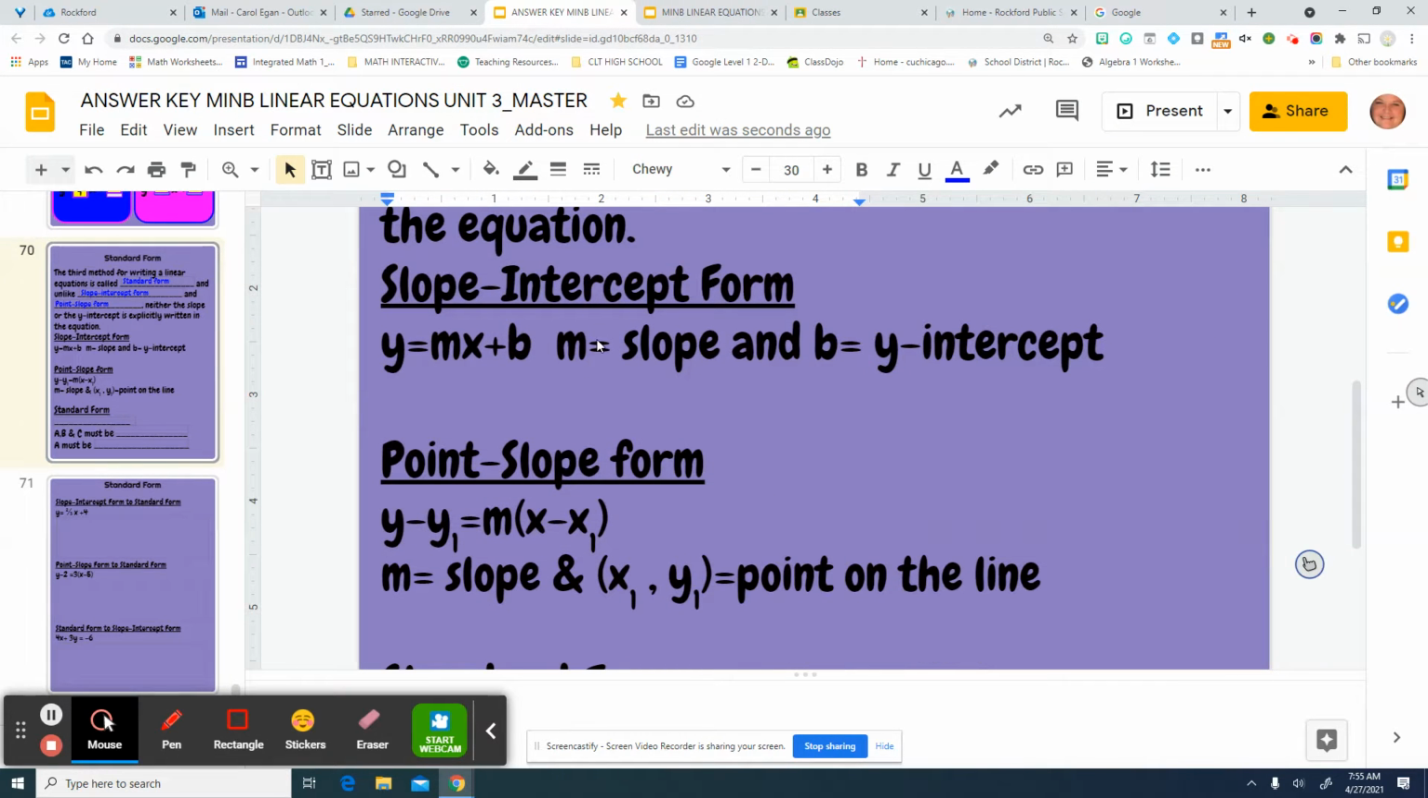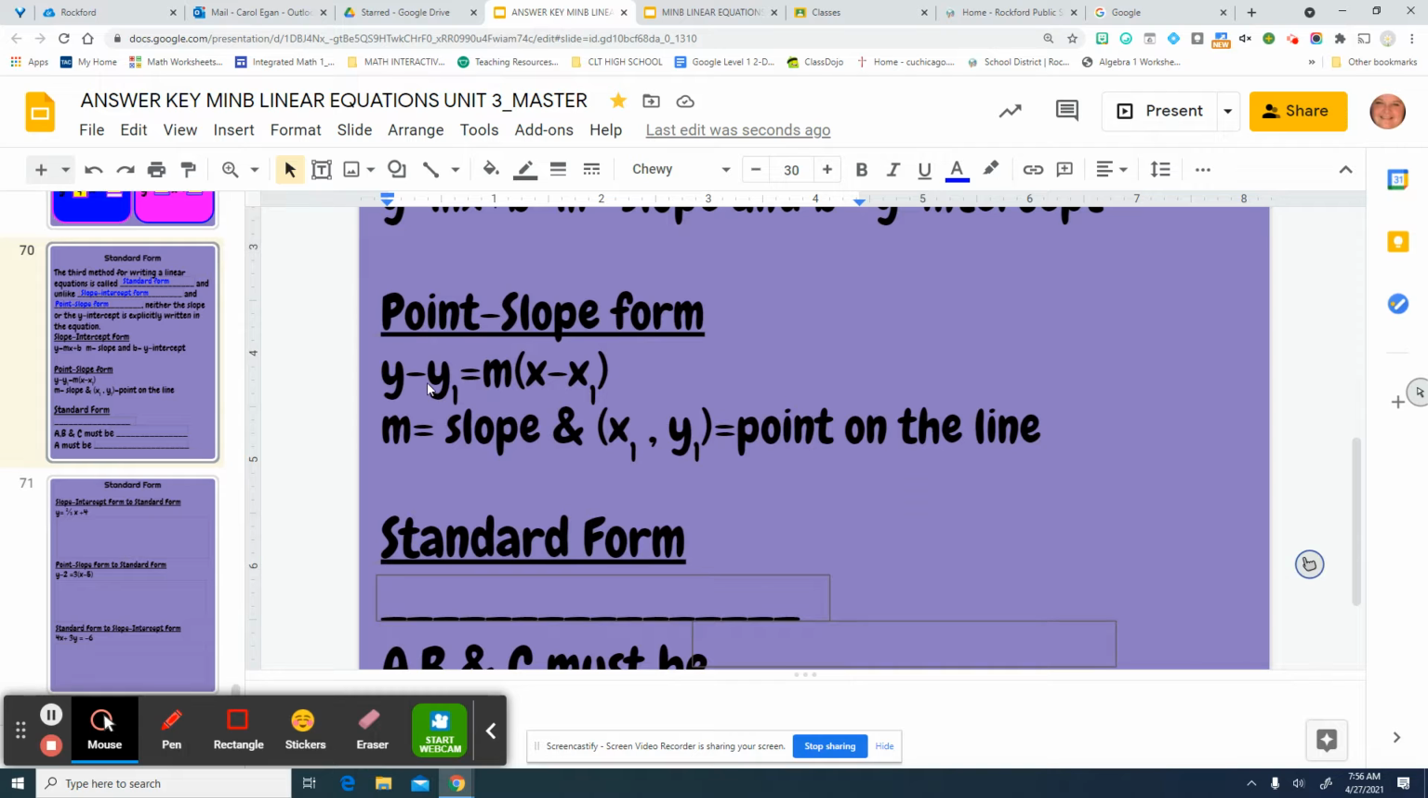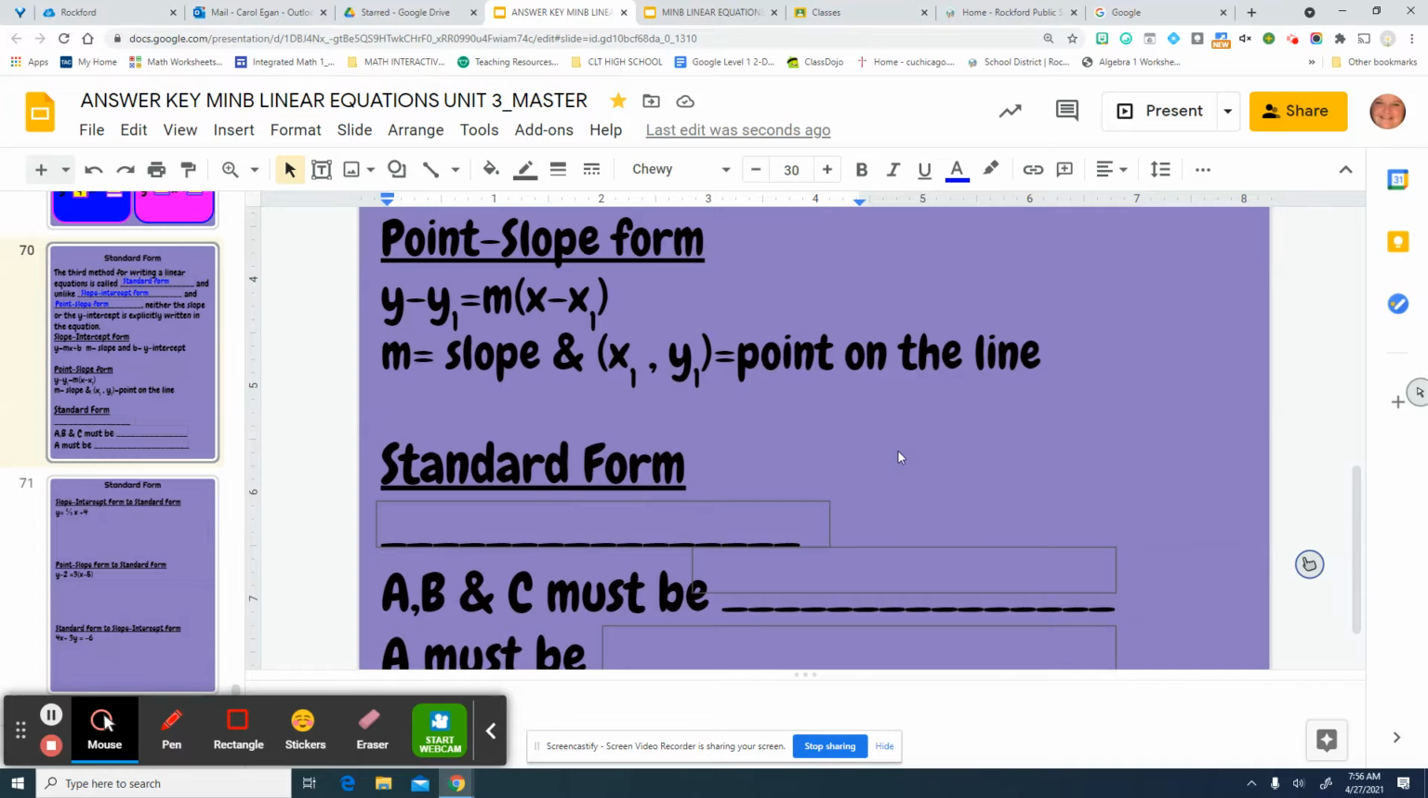So just a reminder, slope-intercept form: y equals mx plus b, where m is the slope and b is the y-intercept. Point slope form: y minus y1 equals m times x minus x1, where m is the slope and x1, y1 is a point on the line that's provided to you.